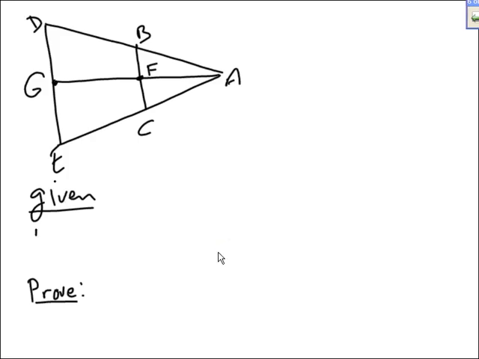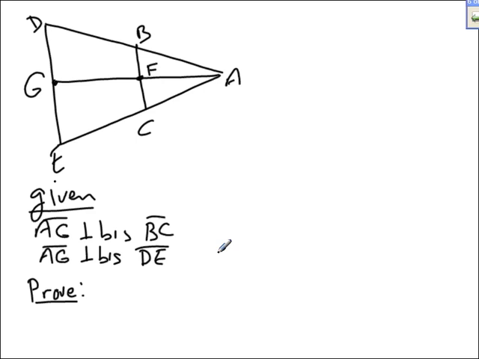Now, we're given, say, that AG is a perpendicular bisector of BC. And we are also told that AG is a perpendicular bisector of DE. And we want to prove that BD is congruent to CE.